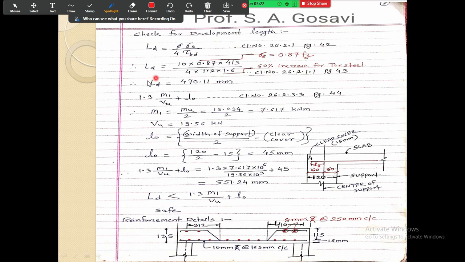And this development length is calculated as φ σs upon 4 τbd, where σs is nothing but 0.87 Fy. That value is put over here. Then 4 τbd. The value of τbd is 1.2, and this 1.6 is the 60% increase for torsteel. So if torsteel is used, Fe415, Fe500, then the 60% increase will be there.